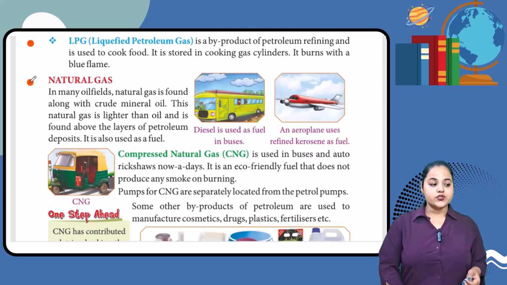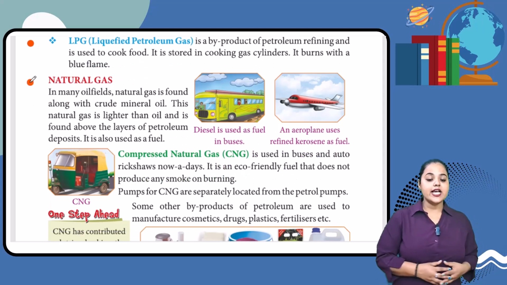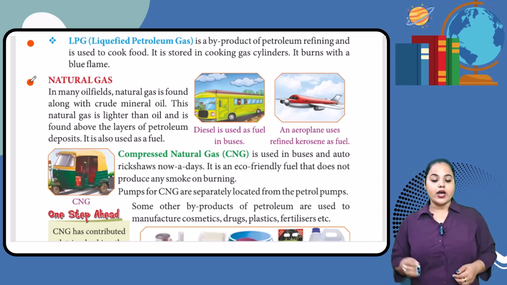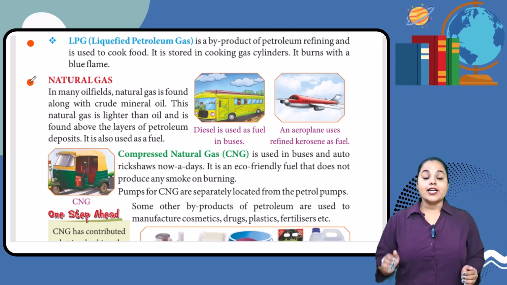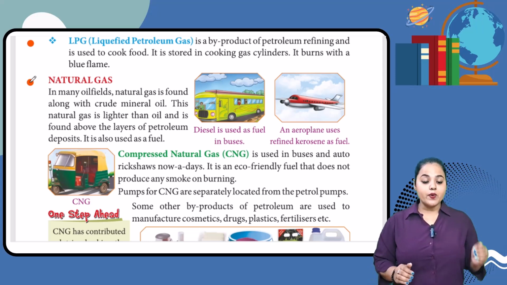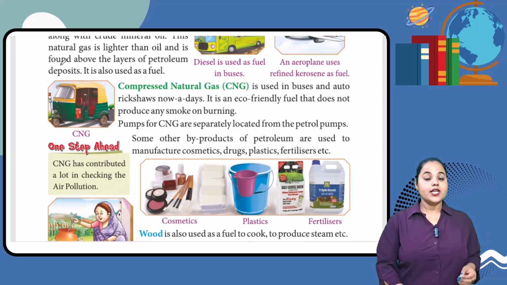Then we have natural gas. So in many oil fields, natural gas is found along with the crude mineral oil, and this natural gas is lighter. Natural gas lighter है किससे, than oil, and is found above the layers of petroleum deposit, and it is also used as fuel. Then we have CNG, compressed natural gas.